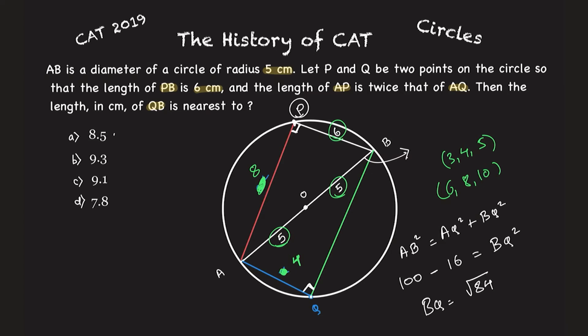So these two options are gone. I'm just left with 9.3 and 9.9. That's where my confusion is. So I'll solve with the shortcut. I know the shortcut to find out the square.